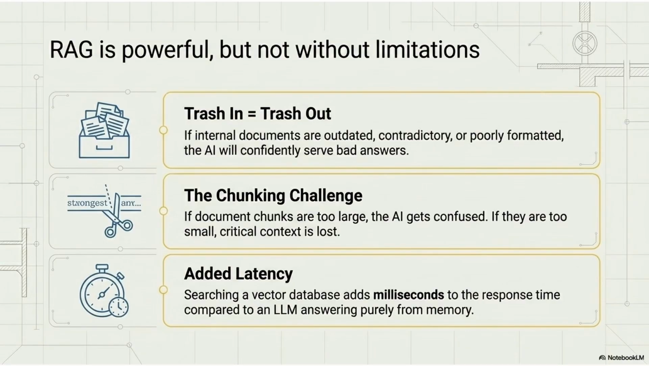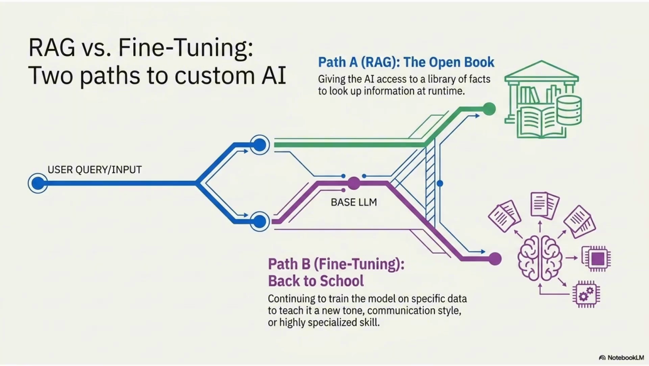People often confuse RAG with another technique called fine-tuning. So let's clear this up. Path A, RAG, the open book. It gives the AI access to a library of facts to look up at runtime. Path B is fine-tuning, which is back to school. Continuing to train the AI model on specific data to teach it a new tone, communication style, or highly specialized skill. One gives the AI the facts, the other changes the AI's behavior, which are two totally different jobs.